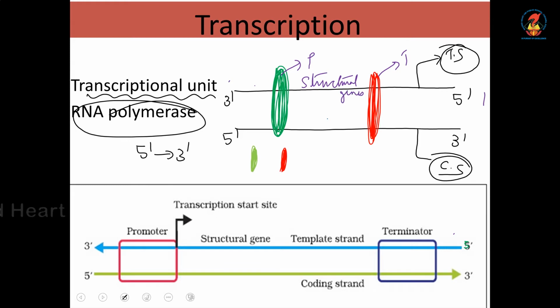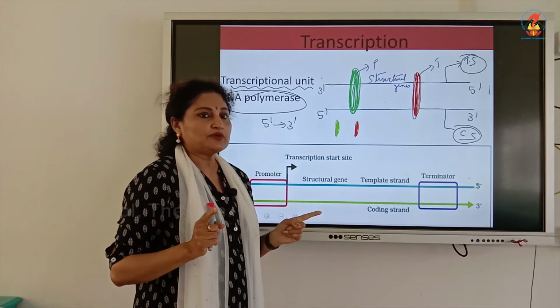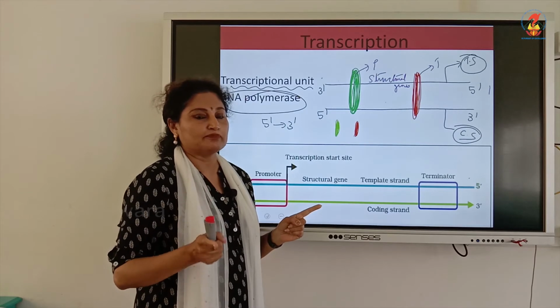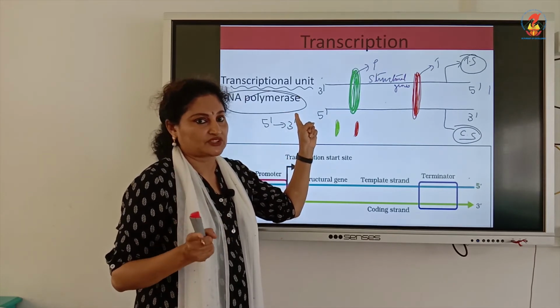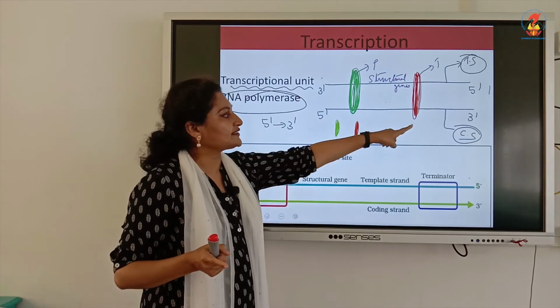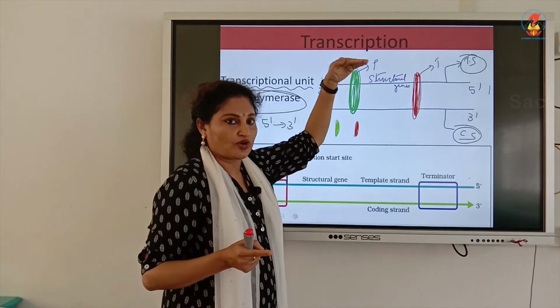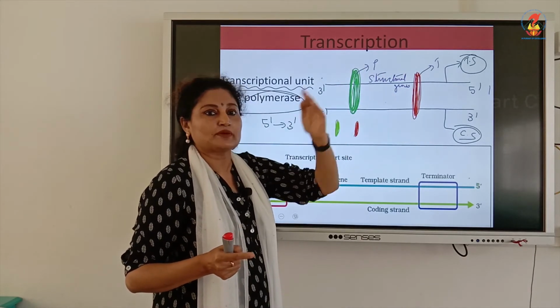Clear? So first you must draw the 2 strands. The strand with the polarity 3', 5' is called the template. The reason is because RNA polymerase functions in the 5', 3' direction. So which will be the template? The 3', 5' strand. So the other strand is called the coding strand. So you have drawn template and coding. It can even be reversed. You can put the coding on top, template below.